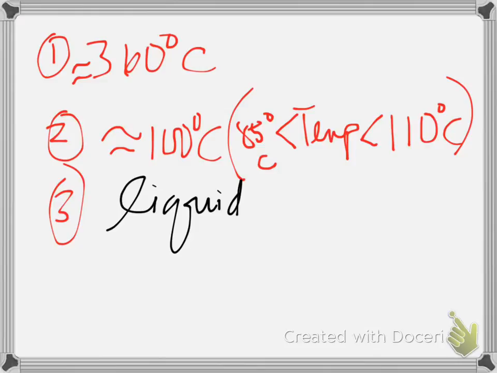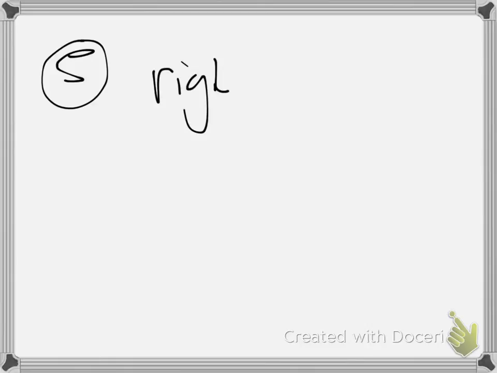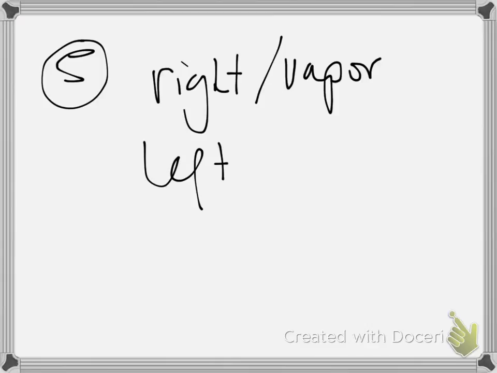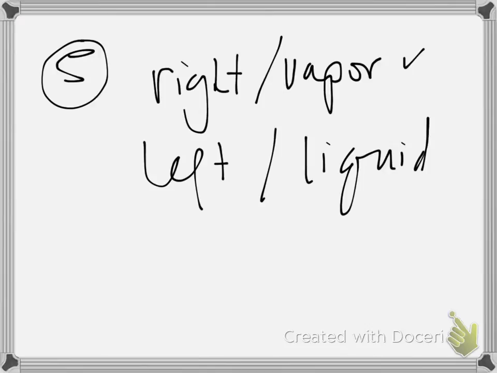Number 4 we knocked out because we haven't done that concept this year. So for number 5, we've got systems in equilibrium. If we heat the system, it will shift equilibrium to the right, or you could also say towards the vapor phase. If we increase the volume of the system, it shifts equilibrium left or towards the liquid phase. Everybody gets that. Heating it shifts it to vapor.